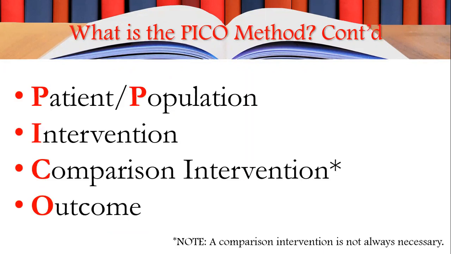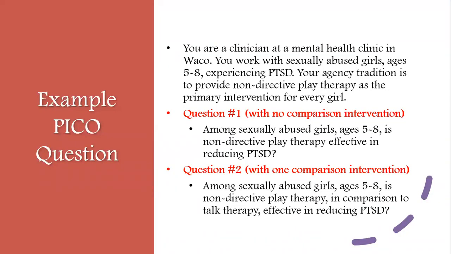And so here again, we have each of the components of the acronym PICO. And also note that a comparison intervention is not always necessary. Momentarily we'll look at an example where we'll see one example that has a comparison intervention and one that does not. So just keep in mind that there may not always be a C in our question, okay?